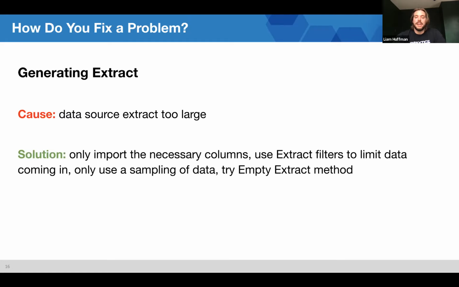Generating extracts. Your data source extract is too large. Make sure that you're only importing the necessary columns. If you don't need all the columns in a table, don't port them all in. That's just extra processing time for Tableau. We can use extract filters to limit the data coming in when we generate that extract. Or we could try using a sampling of the data or the empty extract method. If you haven't heard of empty extract, I know we have a blog post about it that is super helpful, so definitely check that out. But it's essentially a way to make the server side do all the data loading for you instead of making your machine do it. It just outsources the work and makes sure that you're not getting slowed down.